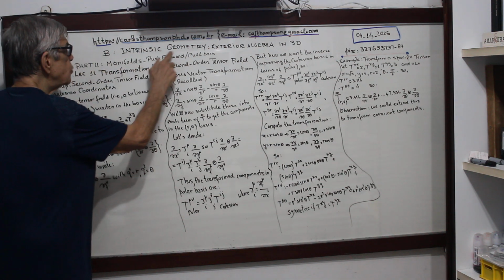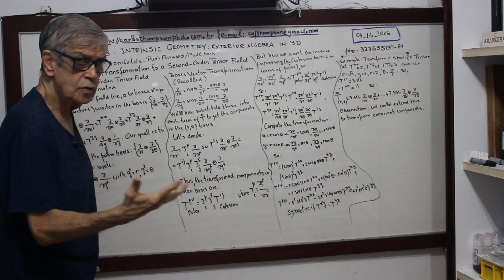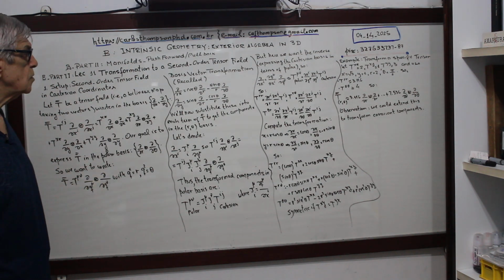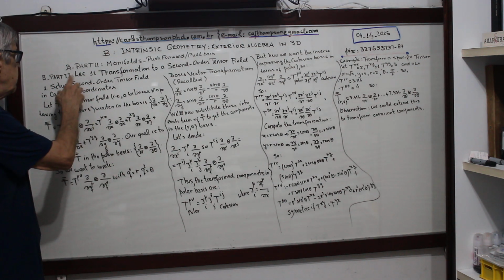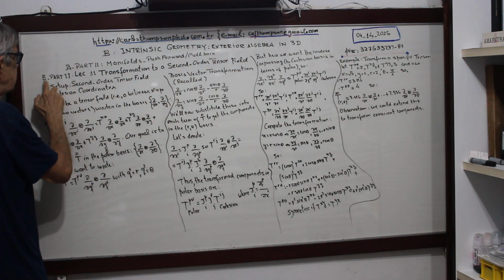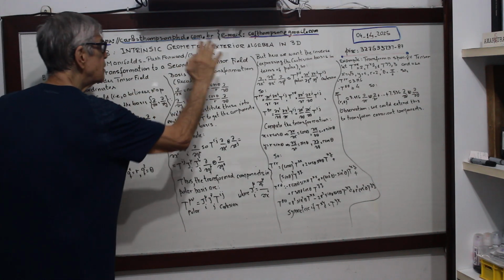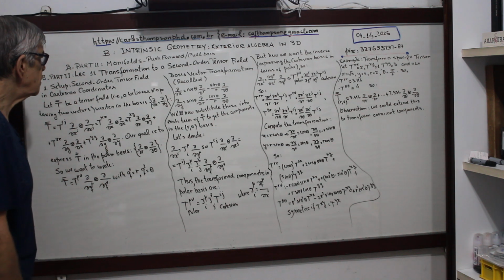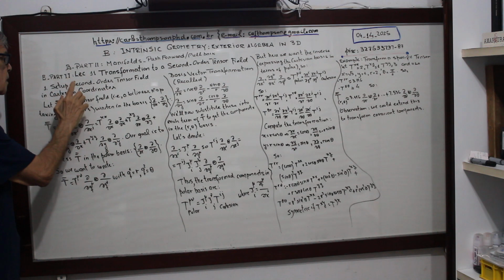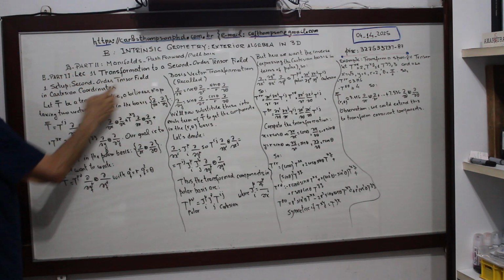Item B, intrinsic geometry, exterior algebra in 3D or 2D as it is in this case over here. So B part 2, manifold, push forward and pull back. B part 2, lecture 11, transformation to a second order tensor field. You see, now first set up a second order tensor field.